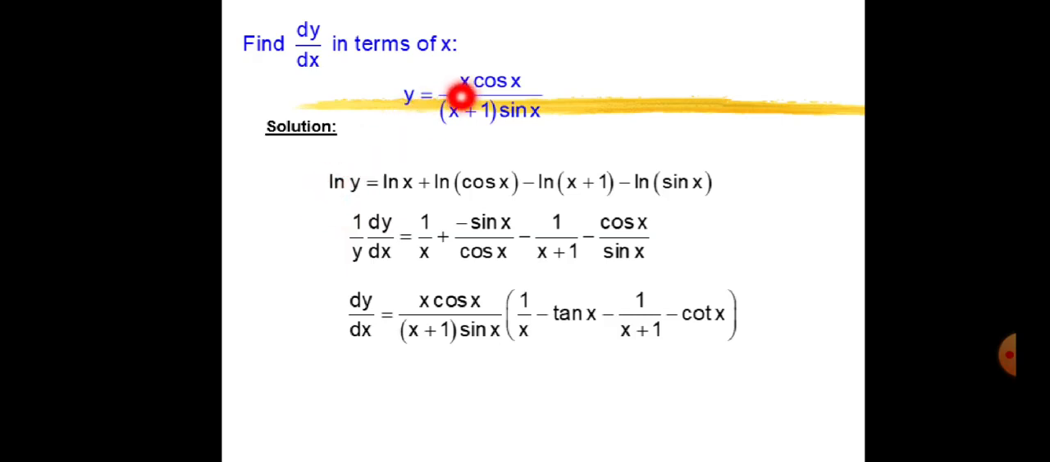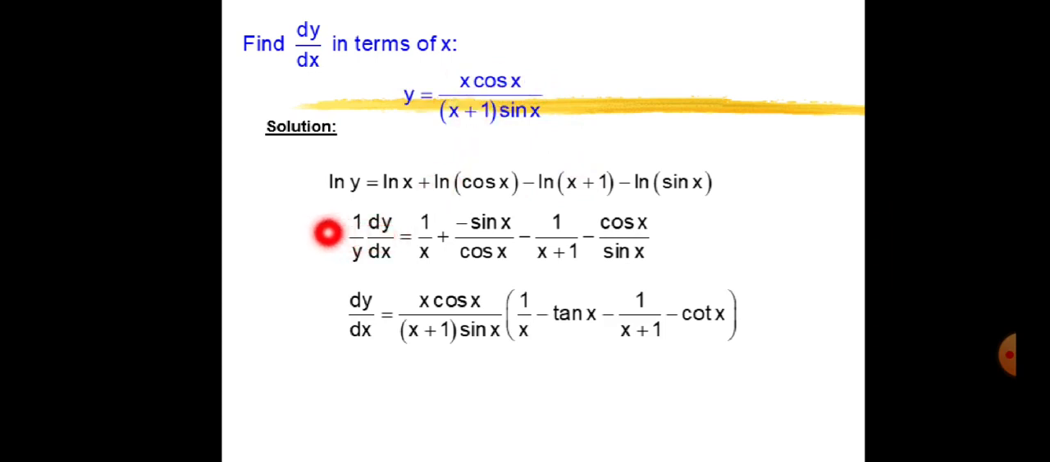Ln y equals ln first plus ln second, and the division will be converted to be minus. So ln x plus ln cosine x minus ln x plus 1 minus ln sine x. So the terms of the denominator must be written with a minus, because we have division here, so we have to subtract: minus ln x plus 1 minus ln sine x. Again, ln y equals ln first plus ln second. When we deal with the denominator, we have to write minus ln x plus 1 minus ln sine x, minus because we have division here.